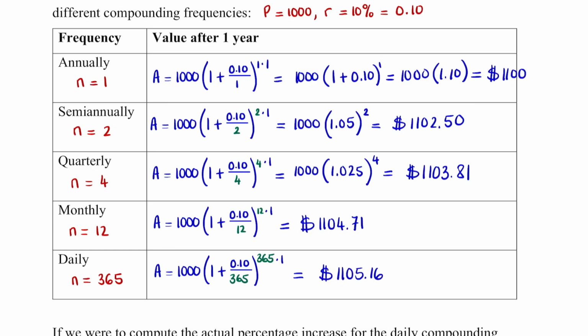When I compound quarterly, my interest is 103.81. When I compound monthly, my interest is 104.71. And when I compound daily, my interest is 105.16 because my principal is $1,000. So the more compounding I have throughout the year, the more interest that I earn.